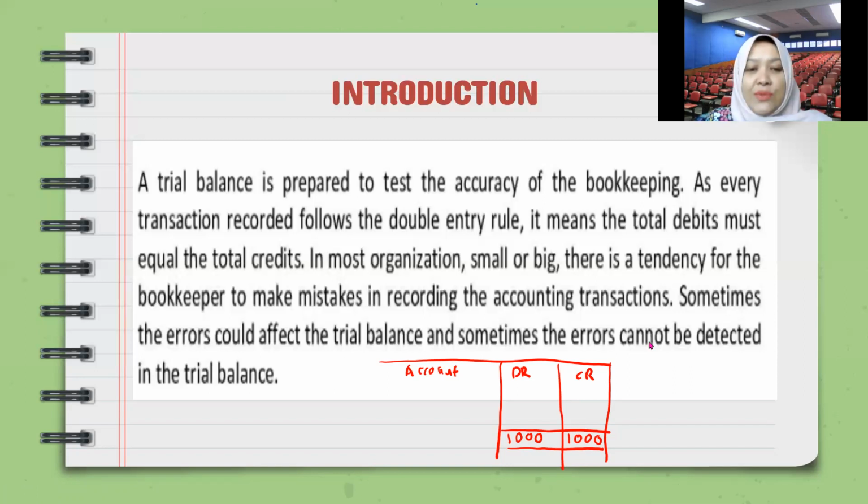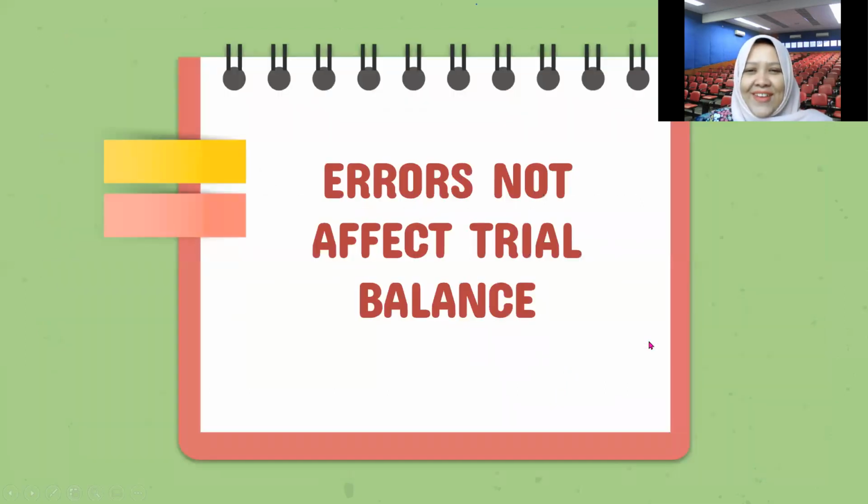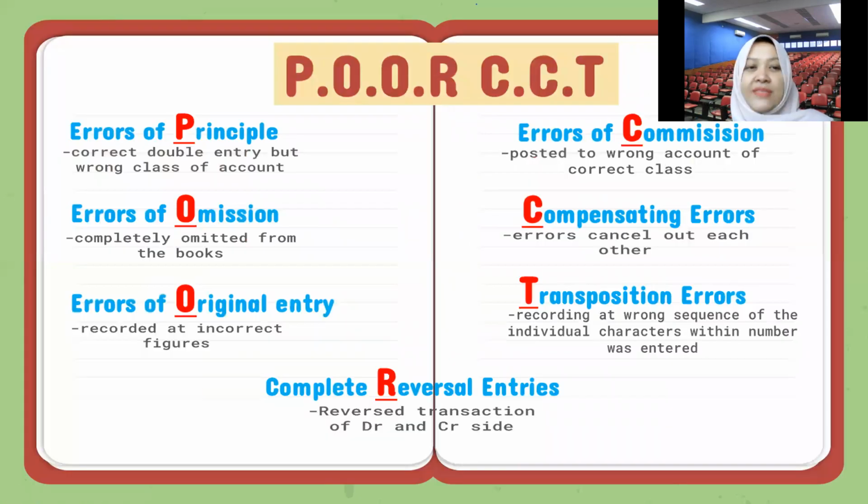Let's look at the errors not affecting your trial balance. We have 7 errors not affecting trial balance. I put it here as an acronym, so it is easier for you to memorize or remember when answering your test or your tutorial, which is POOR CCT. What does it mean? P is error of principle, meaning that you have a correct double entry, you have a debit item and a credit item, but you have a wrong class of account. What does it mean, class?